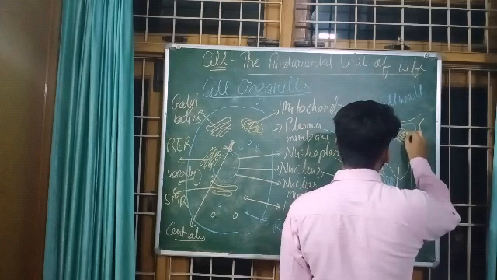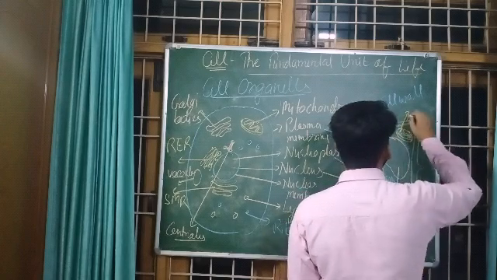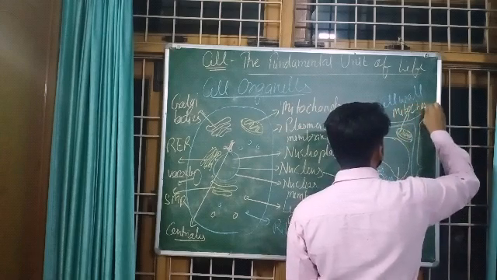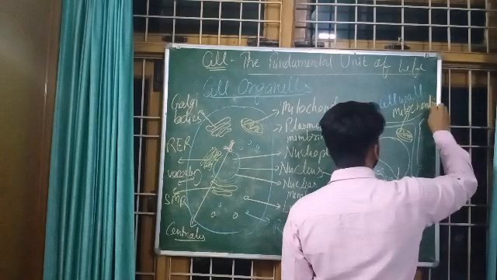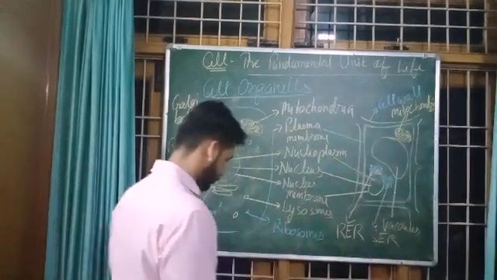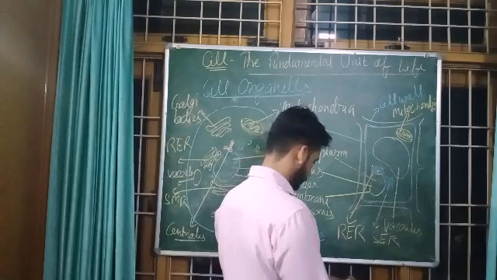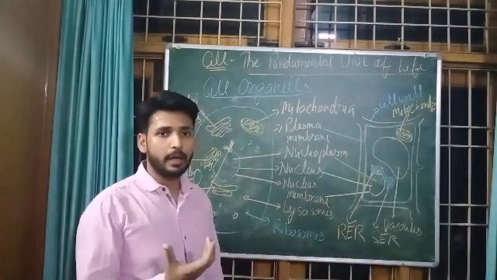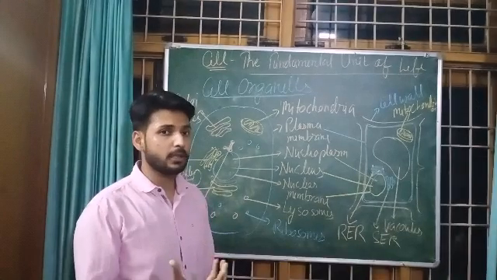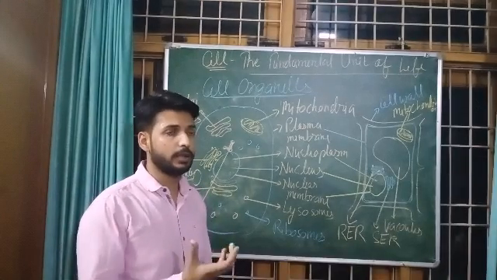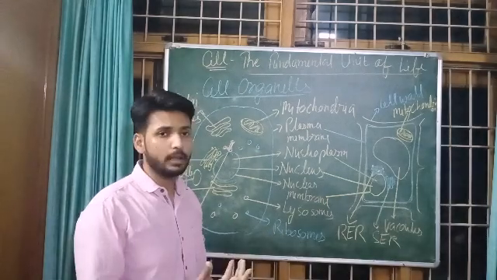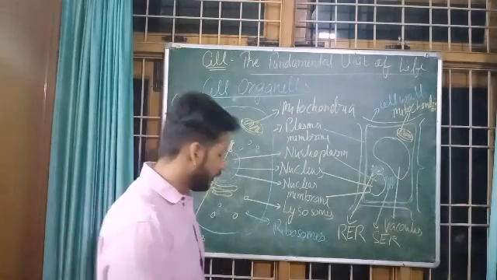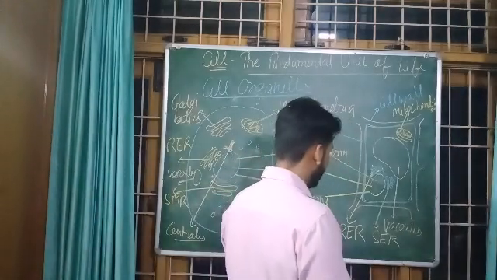It is a double membrane bound structure. It is mitochondria. Here another double membrane bound structure is also present, which is also responsible for the colors in the plants or in the fruits. Got it? So these are known as plastids.